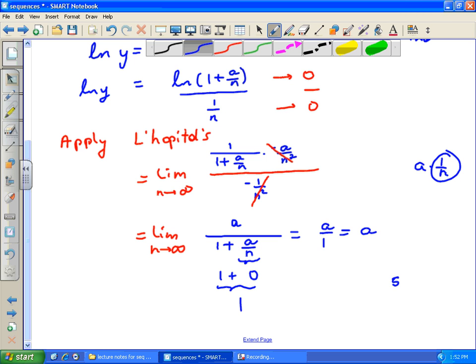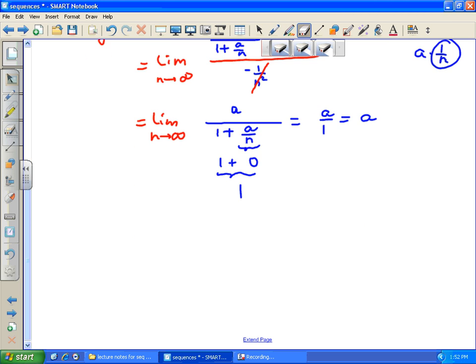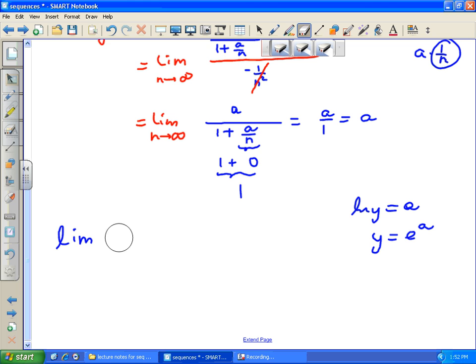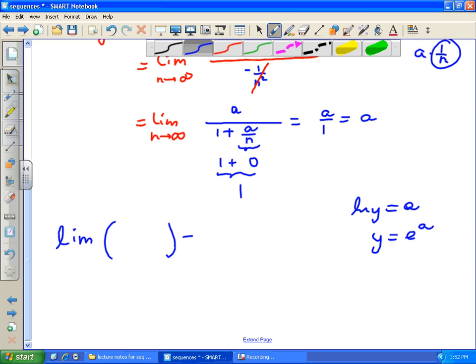Okay, are we done? Always a good question to ask, right? Did we answer what they were asking? We found the limit of ln y. So ln y is equal to a. So what can you tell me about y then? E to the a. So the original question, the limit of y, and remember y was the original question basically, that's going to be e to the a. The limit of the original question equals e to the a.